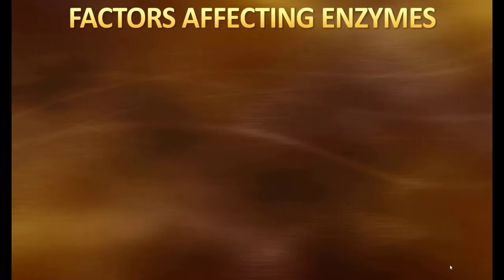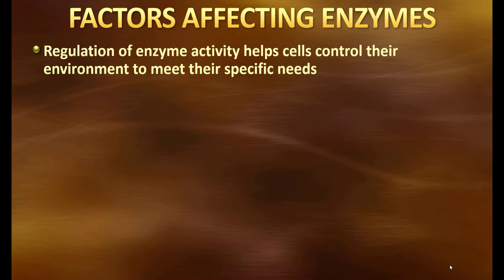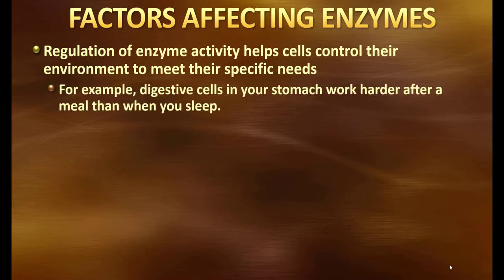Let's take a look at the factors that affect enzymes. We've said that enzymes require a particular environment to do well, certain pH, certain temperature. Regulation of enzyme activity helps cells control their environment to meet specific needs. For example, digestive cells in your stomach will work harder after a meal than they will when you're asleep. So we have to regulate when those enzymes are being produced.